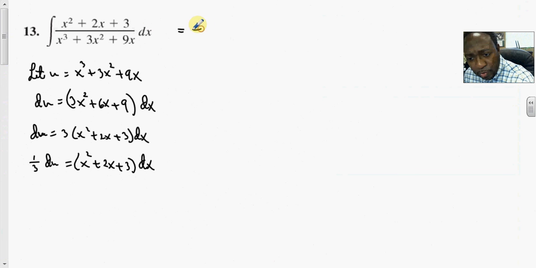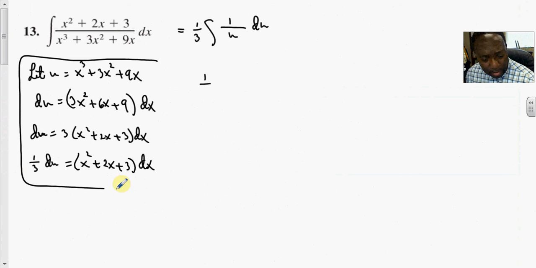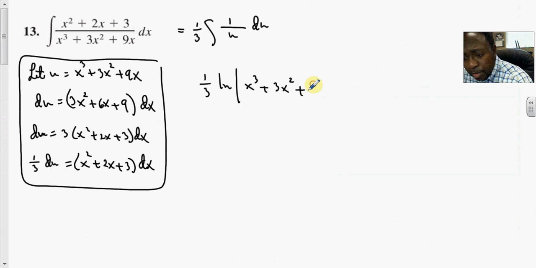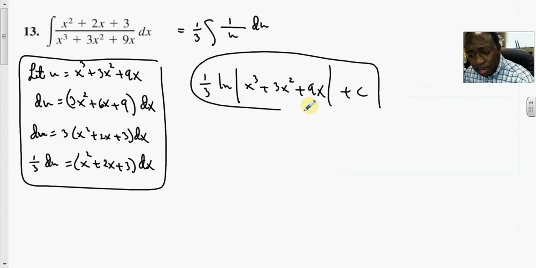So this is equal to 1/3 times the integral of 1 over u du. The u is the denominator. So here we have, we'll put that in a box. This is 1/3 times the natural log of the absolute value of u, which is x to the third plus 3x squared plus 9x, plus constant.